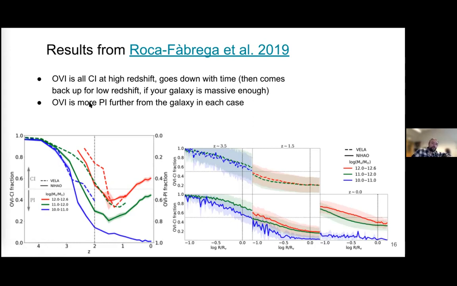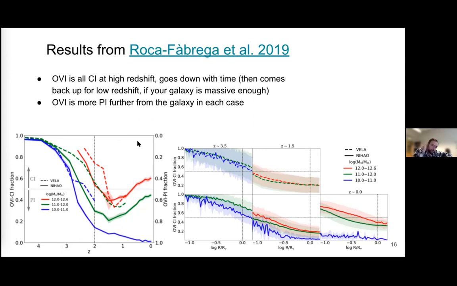The other thing we found was that oxygen 6 is more photoionized the further you go from the galaxy in each case. So the collisional ionization fraction is always higher in the center than it is on the outer edge. So this is at 3 different redshifts: redshift 3.5, redshift 1.5, and redshift 0. So this is analyzing the same galaxy as we analyzed on the top, the Vela galaxy, and analyzing another set of galaxies that we're not going to talk about today, the Nihao galaxies.